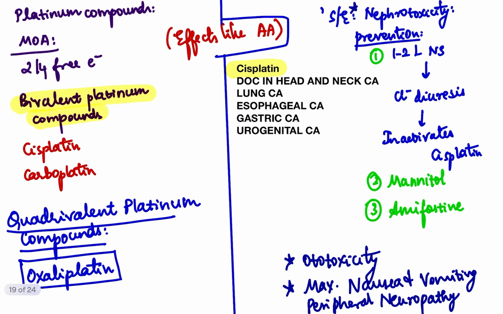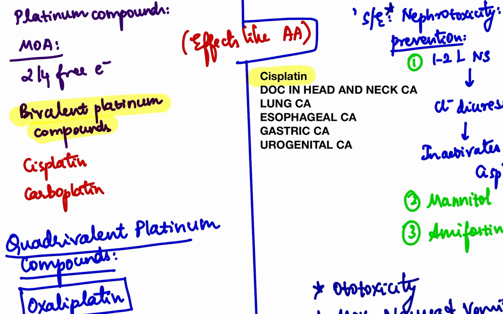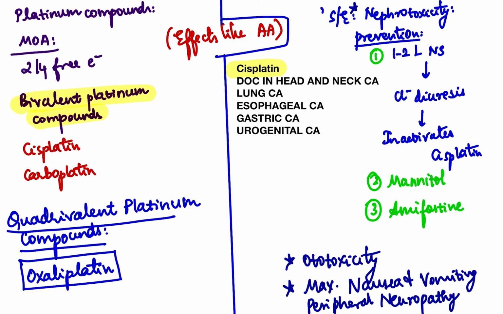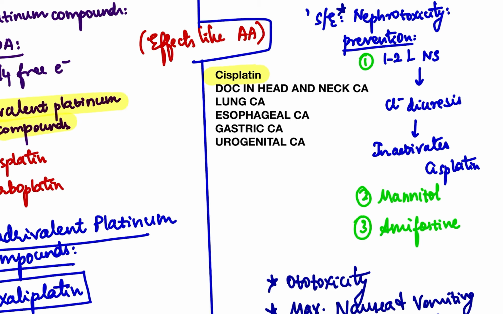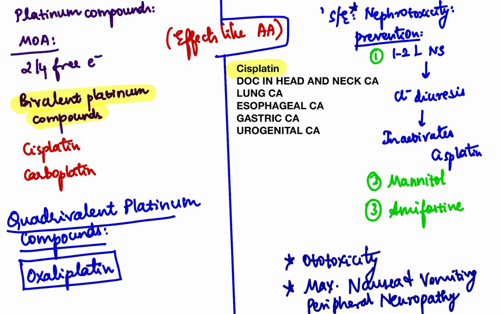The next is platinum compounds, very, very important. The mechanism of action. What are the various bivalent platinum compounds? Cisplatin and carboplatin, whereas the quadrivalent platinum compounds include oxaliplatin. Side effects: these platinum compounds cause nephrotoxicity as a side effect.